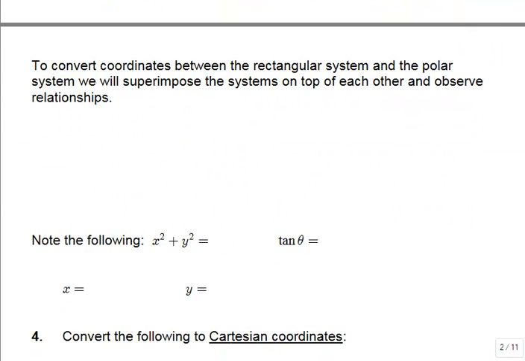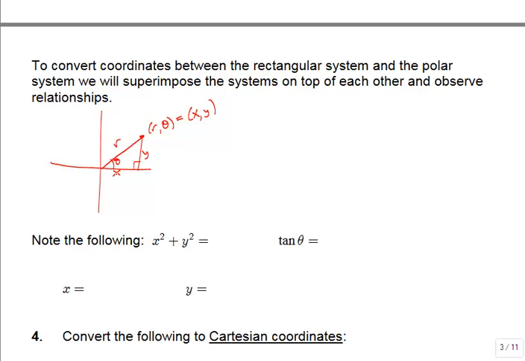Now, to convert coordinates between the rectangular system and the polar system, we're going to superimpose the two systems on top of each other and observe the relationships. So let's imagine drawing a ray out here. This is my distance r, and this is my angle theta. And what I'm going to do is drop a perpendicular down, and this point would either be called r comma theta in the polar system, or in the Cartesian or rectangular system it would be called x comma y. And in the Cartesian or rectangular system, the x would be this horizontal distance, and the y would be this vertical distance.